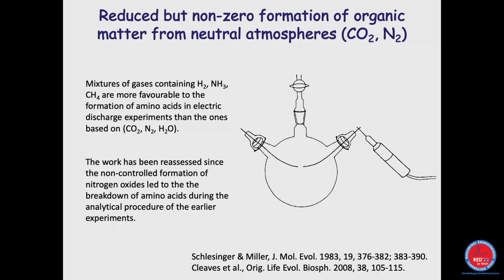But in fact, it remained, however, lower than in a purely reducing atmosphere containing ammonia and methane. Anyway, this means that some organic matter has been formed in the atmosphere. We have to consider that organic matter on the Earth came both from the atmosphere and was delivered from space.